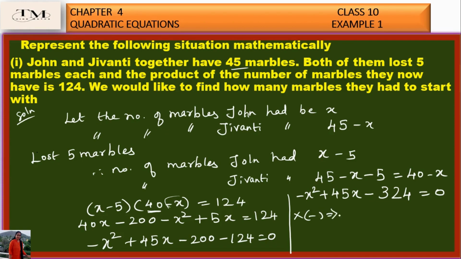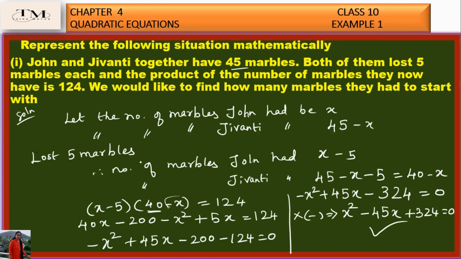So if we multiply with minus, minus into minus is plus x square, plus into minus is minus 45x. Here minus into minus is plus 324 equal to 0. So this is the quadratic equation for this problem. We can represent the given statement mathematically as a quadratic equation. If we solve this equation, we can find the value of x, that is, the number of marbles John had. We will discuss this later.